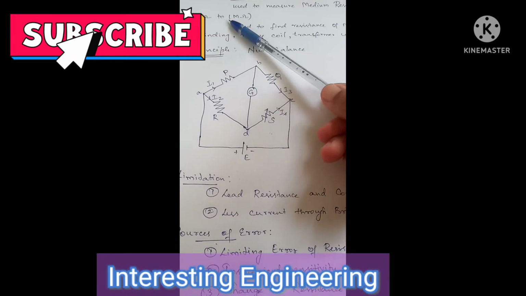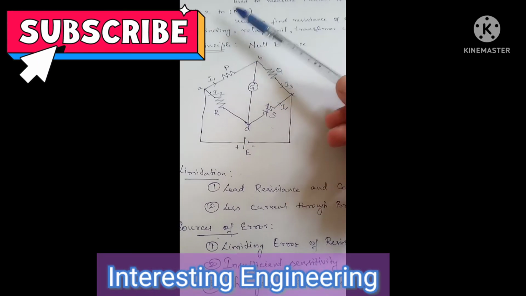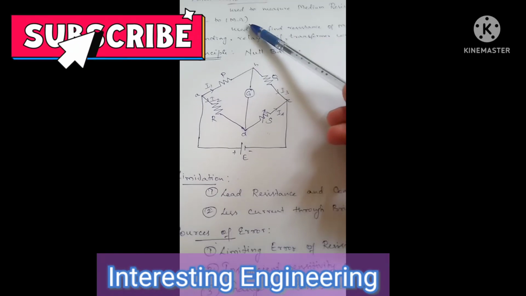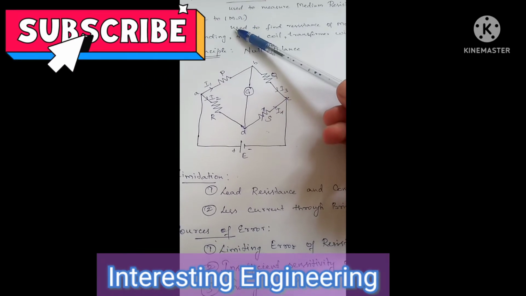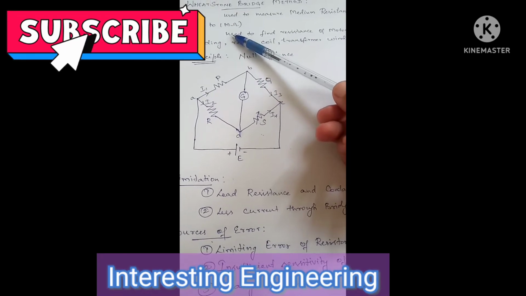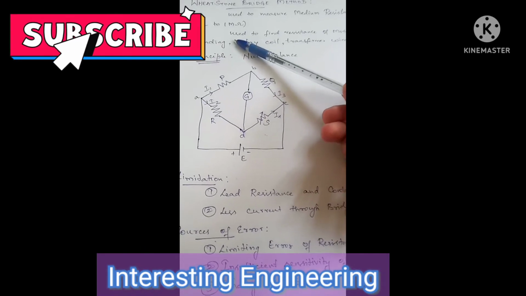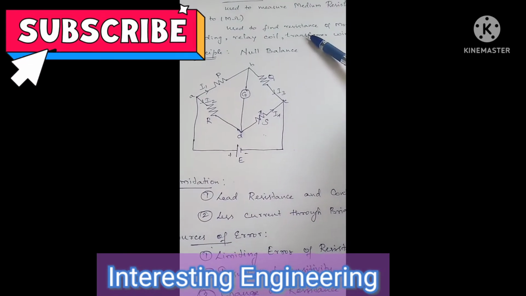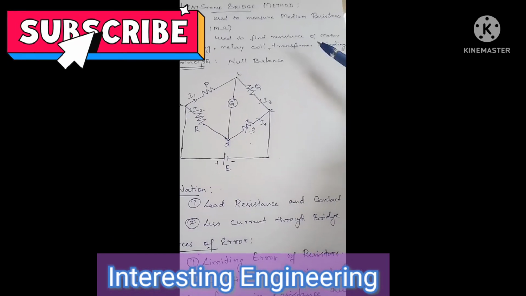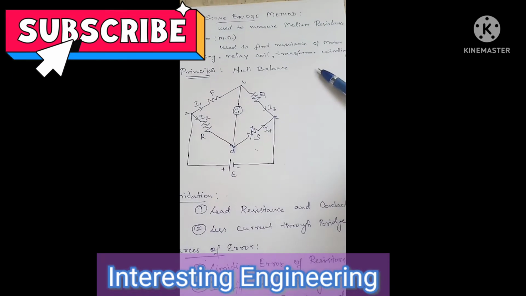At the extreme lower end and the extreme higher end of the medium resistance range, this bridge will show some inaccurate results. What may be the reason behind the inaccuracy and how to eliminate such errors, we shall see in this video. This bridge is used in finding the resistance of motor windings, relay coils, and transformer windings.